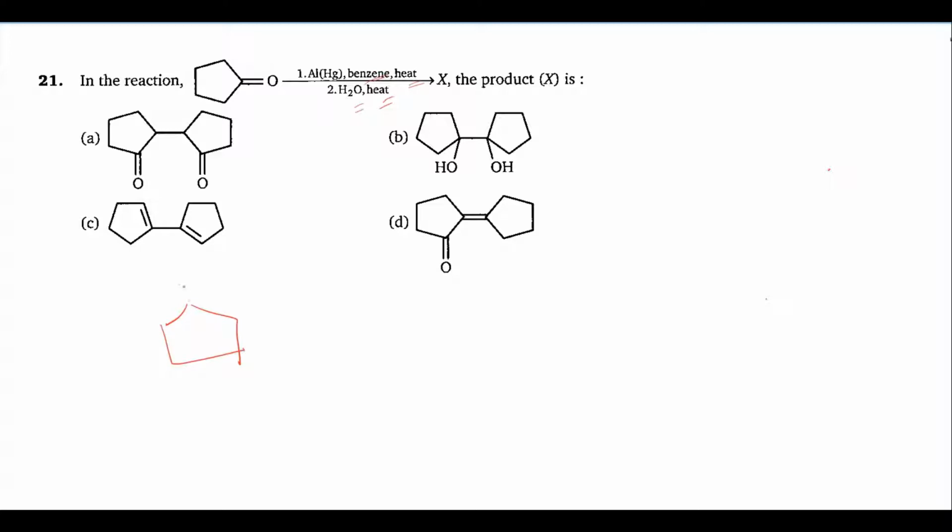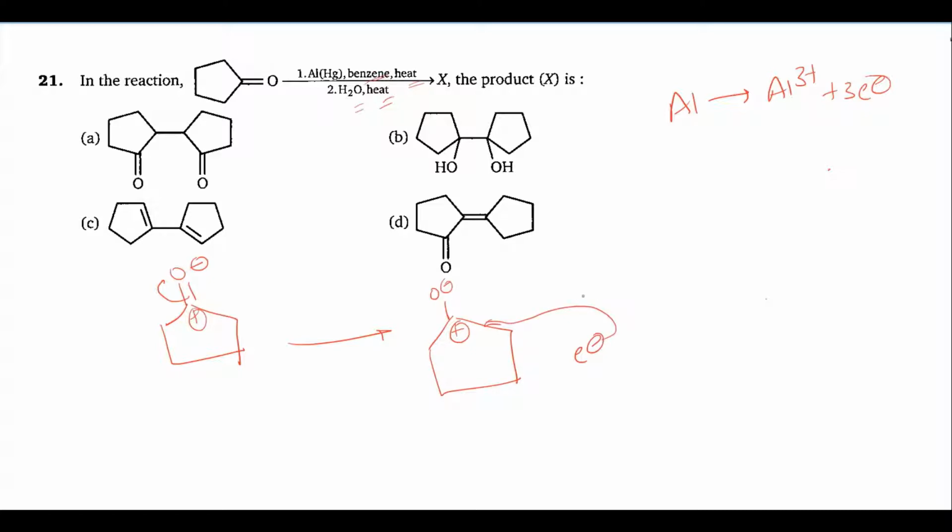This is cyclopentanone. The bond is shifted like this, so then this is negative, down it is positive, so this is O minus, down positive. Initially Al loses 3 electrons, so Al 3 plus and 3 electrons. First, an electron is stabilizing here. After that, another electron, this is radical, no, this is positive and the electron is going to stabilize. After that another electron is coming and attaching like this.